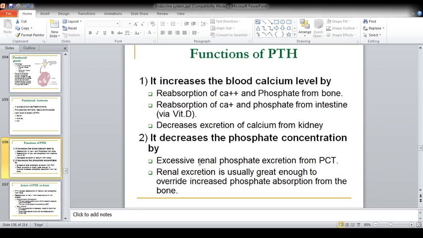So the phosphate that is extracted from the bone under the effect of parathyroid hormone is less as compared to the excretion of phosphate from the kidneys. So in total, at the end, it would cause increased calcium in the blood but decreased phosphate in the blood. Remember this one. Increases calcium in the serum, decreases phosphate in the serum.